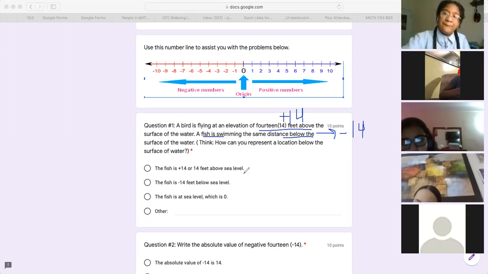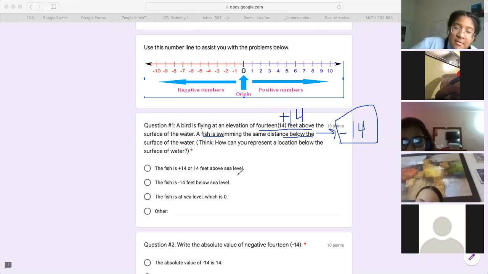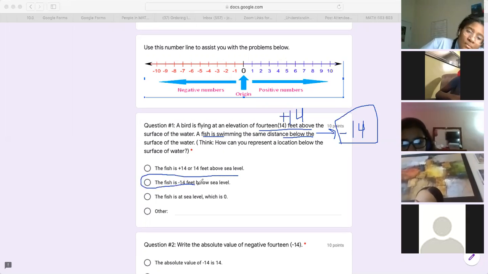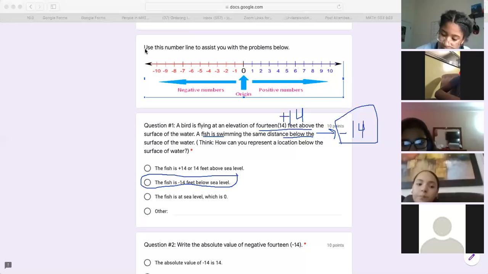So therefore, Hazel, which answer should we pick? The fish is 14 feet above, the fish is negative 14 below, or the fish is at sea level, which is 0? You just told me the fish was what? 14 above or below? Below. So when you get this or something like this, you should pick negative 14 feet below. I suggest you write it down. Because this is what you're going to see at 1:40 when this is posted. It will be an easy 100, guys. Thank you, Hazel, for taking notes.